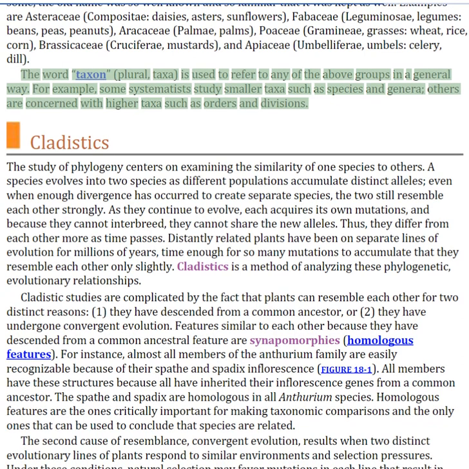The word taxon is used to refer to any of the above groups in a general way. For example, some systematists study smaller taxa such as species and genera, others are concerned with higher taxa such as orders and divisions.